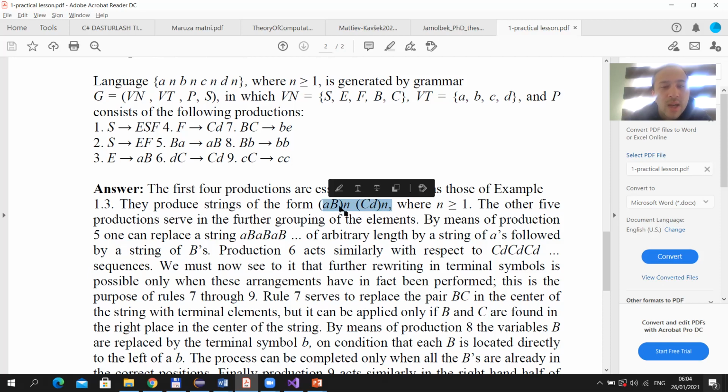So then we will check now B and C. Here we have B, here we have B, here we have B and C's. Here we have CD. And the other 5 productions serve in the further grouping of the elements. By means of production 5, one can replace a string ABA, BAB, if we apply BA with AB.